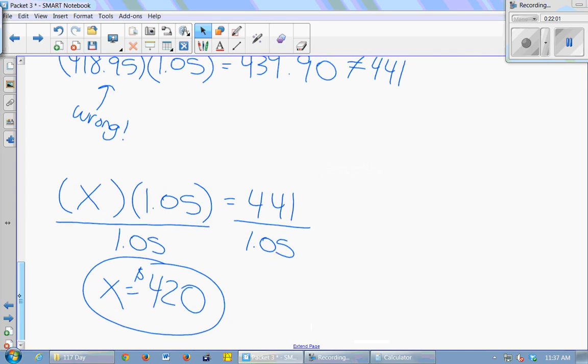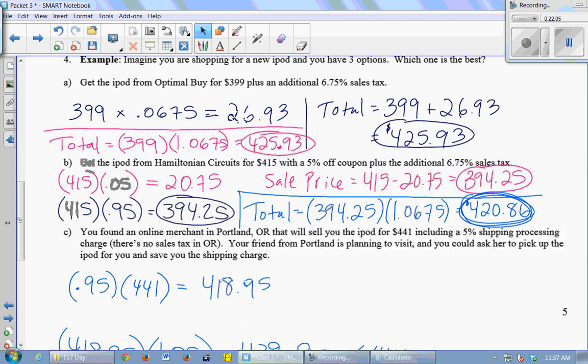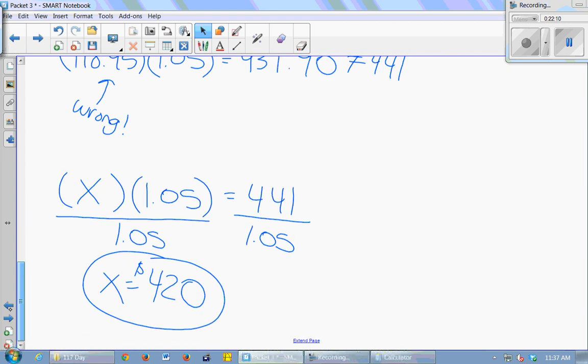So what's my best deal? Should I do the $420? Yeah. So $420.86 versus $420 even. So I guess if you want to save your 86 cents, you can send your friend on a hunt for this iPod, or you could save her the trouble and pay 86 cents, right?